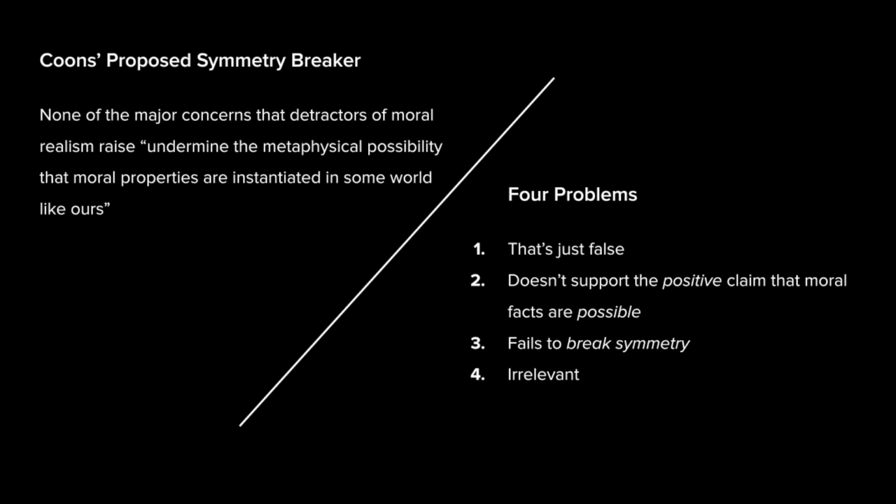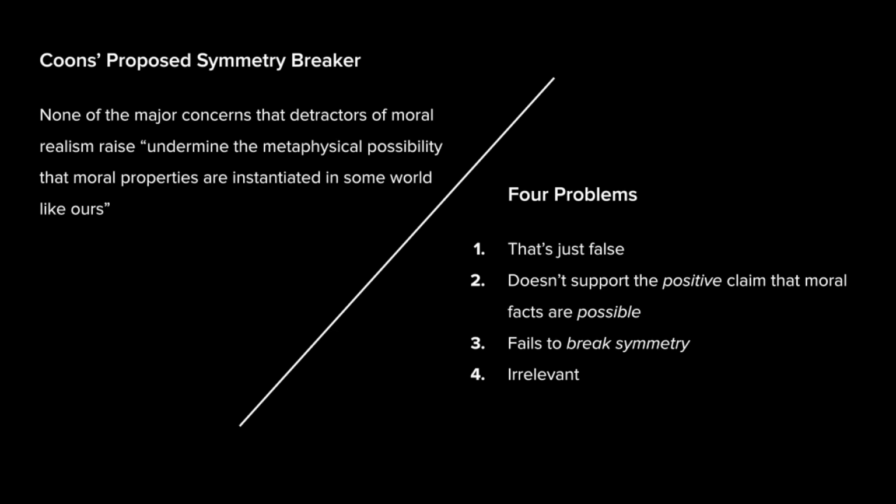The fourth problem for Coons's proposed symmetry breaker, and this is something that I didn't get into in much detail, is this. When Coons was trying to say that what detractors of moral realism raise as problems for moral realism doesn't undermine the metaphysical possibility that moral properties are instantiated in some world like ours, what Coons said in justification of that was, hey, these moral error theorists and so on, these anti-realists, often appeal to simplicity and explanatory power in favor of their theories. But Coons says that appeals to simplicity or explanatory power in favor of anti-realism are superfluous when you already have a reason to think that moral realism is impossible.